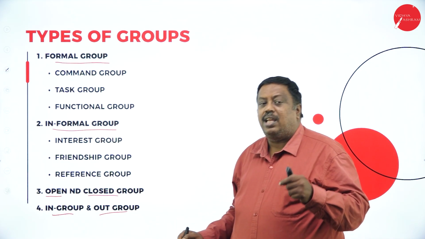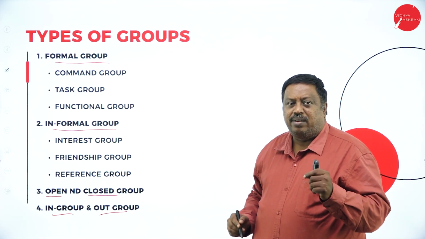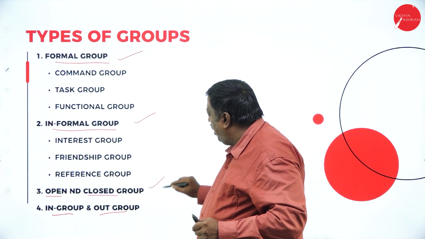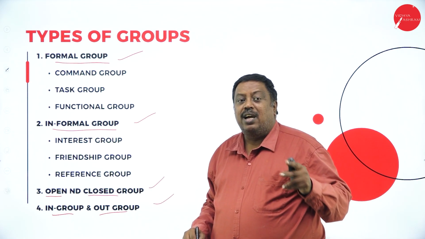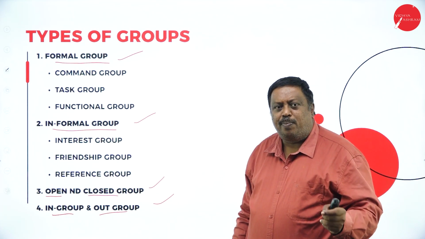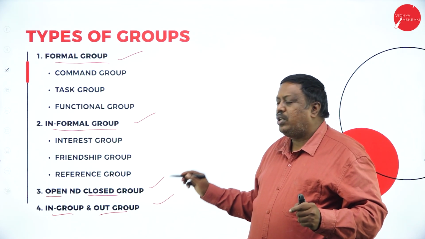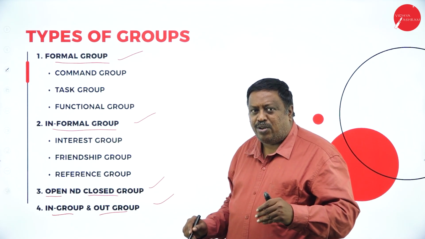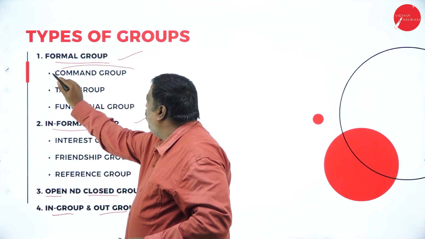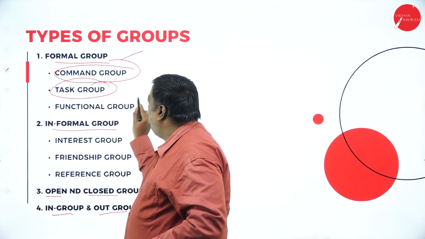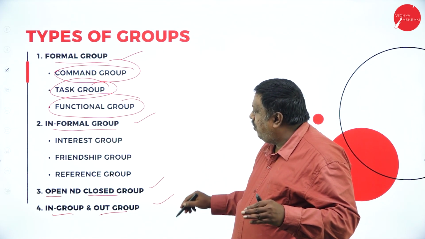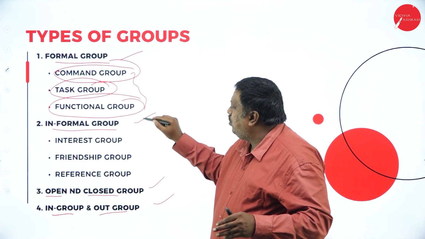In the examination, if they ask for two marks, mention the types of groups, I have to write one, two, three and four to get my two marks. I have to write formal group, informal group, open and closed group, in-group and out-group. This is the information I have to write. If they ask a two-mark question, mention the types of formal groups, then I have to write command group, task group and functional group. See, types of groups means one, two, three, four. Formal group means only one, two, three.